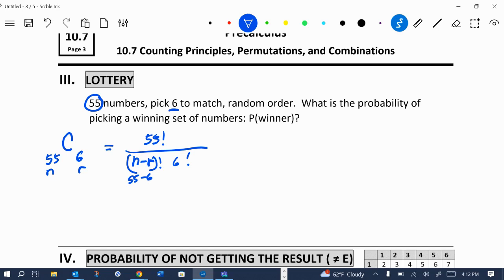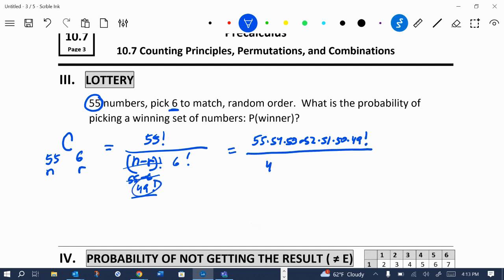So we have 49, okay, but it's 49 factorial. That takes care of that. Well, we can write factorials, 55, 54, 53, times 52, times 51, times 50. Oh, this is getting tedious, so I'm just going to leave it off at 49.